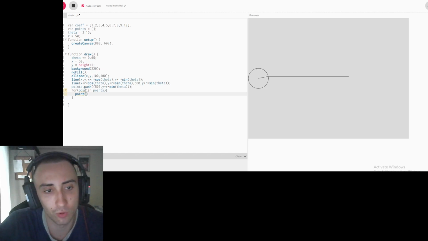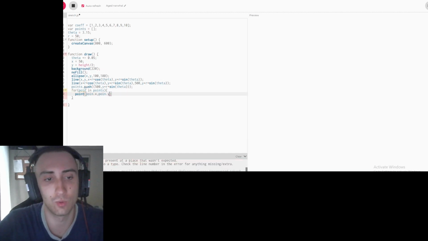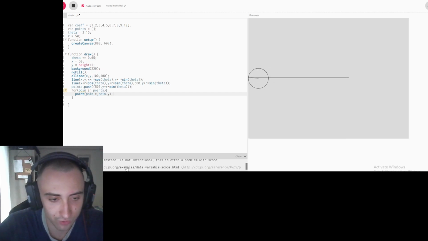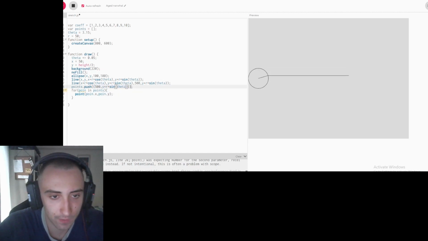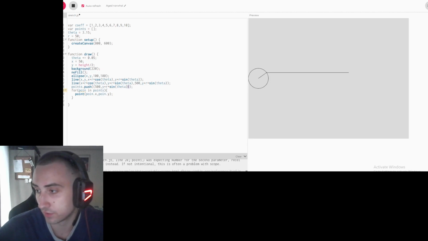Then make a point with point dot x, point dot y. Holy shit, I have no idea how this works. Maybe I shouldn't have done this like this, you know? Shit, somebody's calling. Give me a sec.